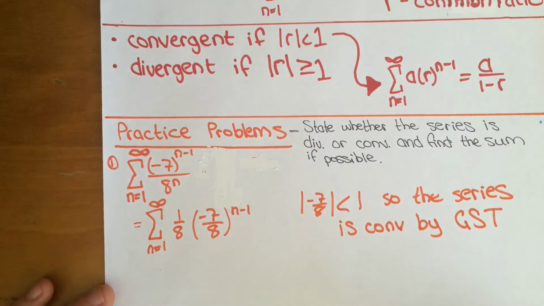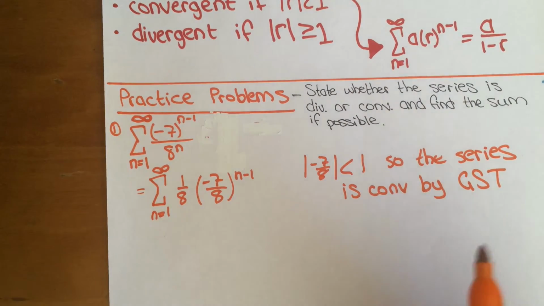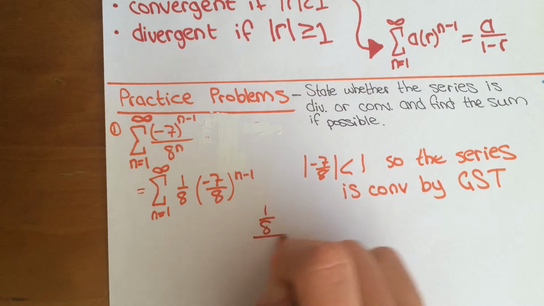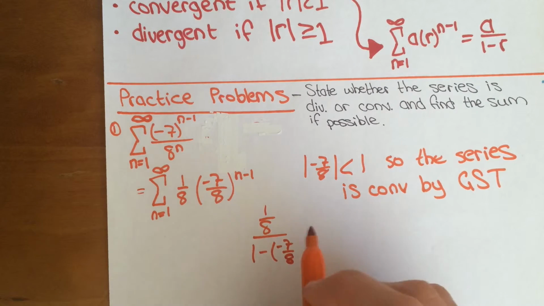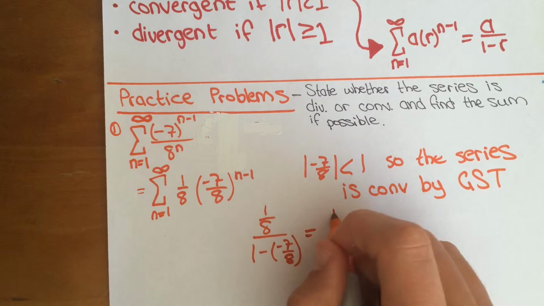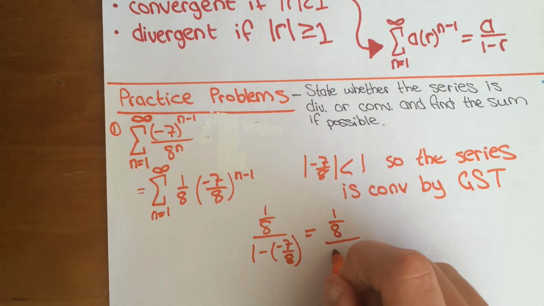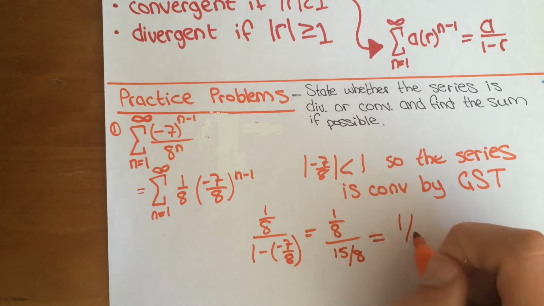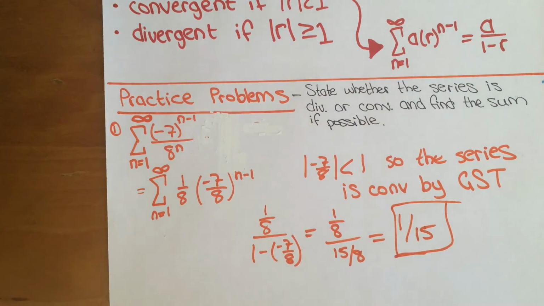We can go on to find the value of the sum by plugging it into the formula above. So 1/8 over 1 minus negative 7/8 equals 1/8 over 15/8, which equals 1 over 15. And that's your answer.